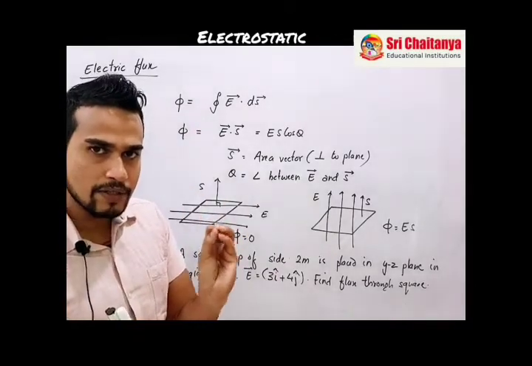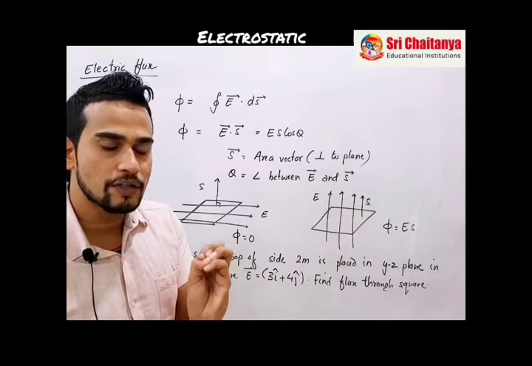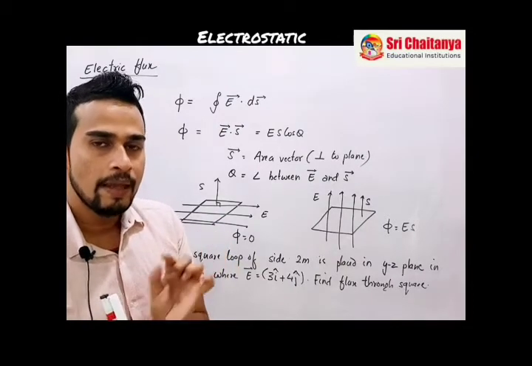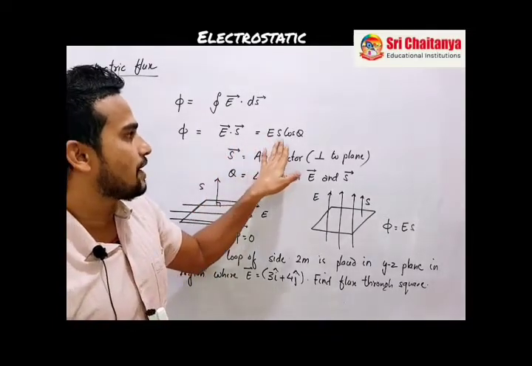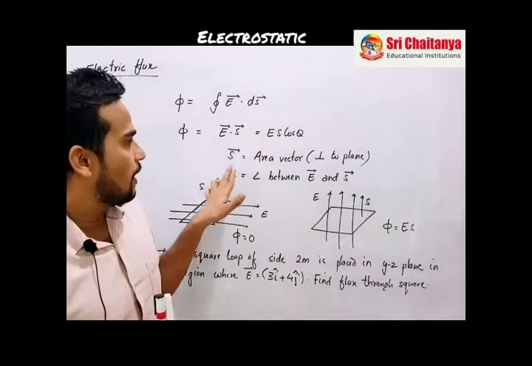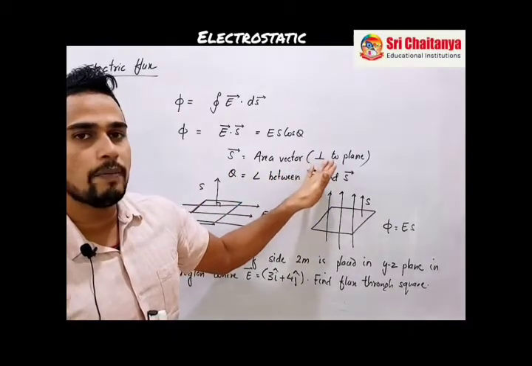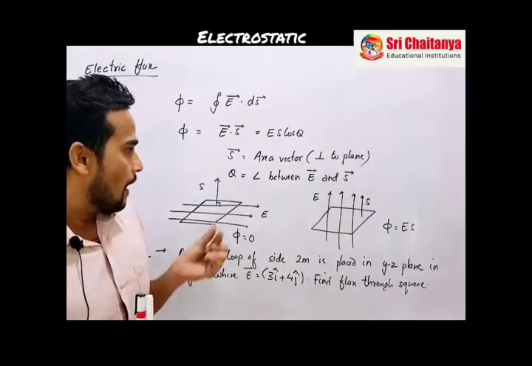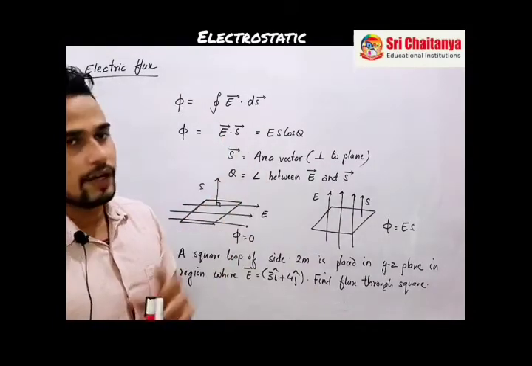So the practical meaning of flux: electric flux represents number of electric field lines crossing a given area. Mathematically, flux will be E dot S or ES cos theta, where S is your area vector, you must know the direction of area vector. Area vector will be perpendicular to the plane. And theta represents angle between E vector and S vector.